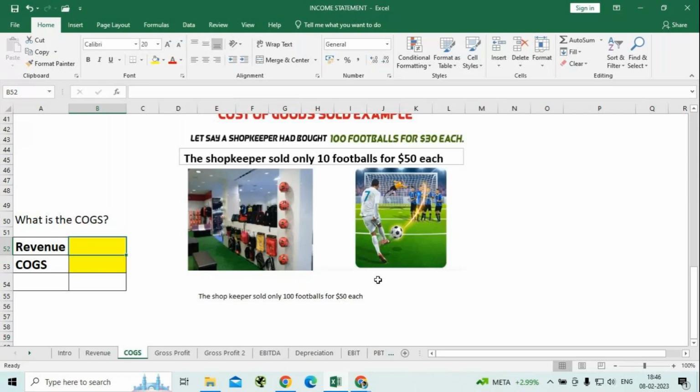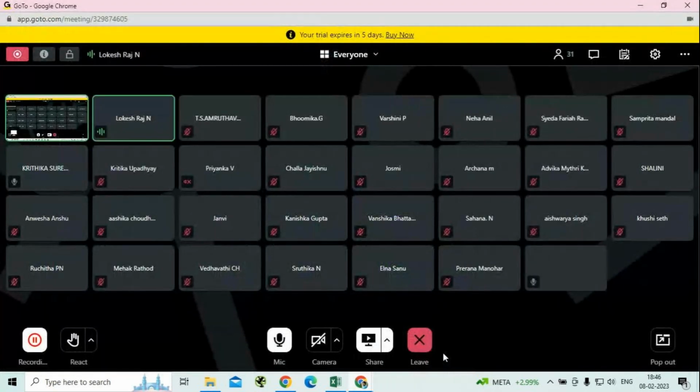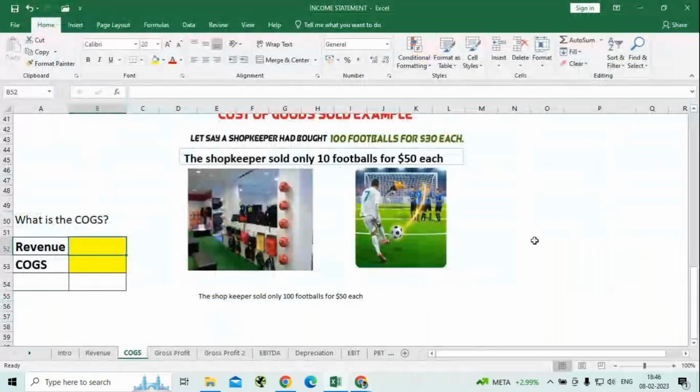Is there anyone online? Make sure that the screen is visible to you. Try to give the answer for this. What is the value of the revenue and what is the value of the COGS?